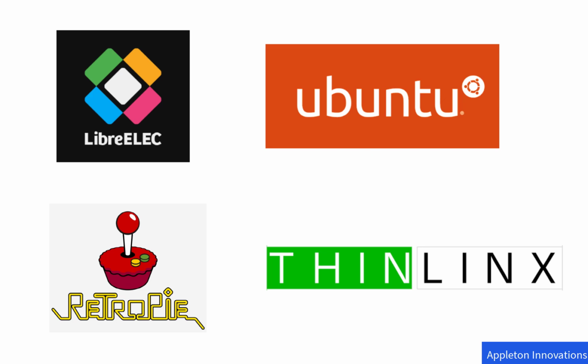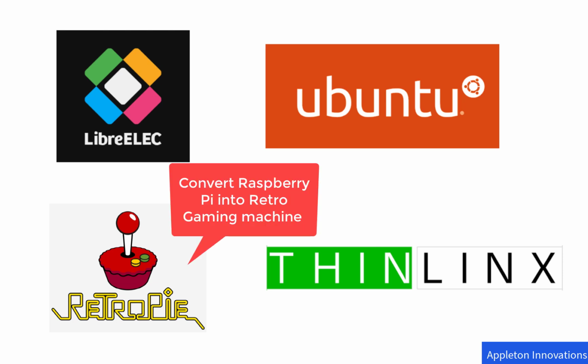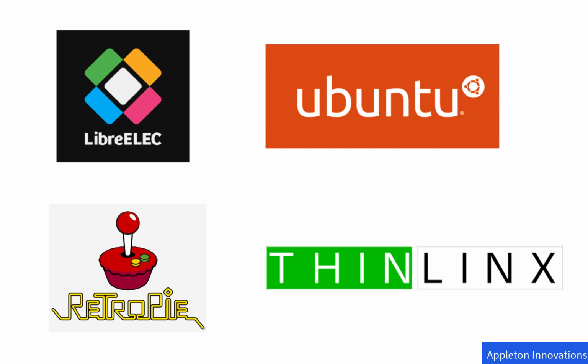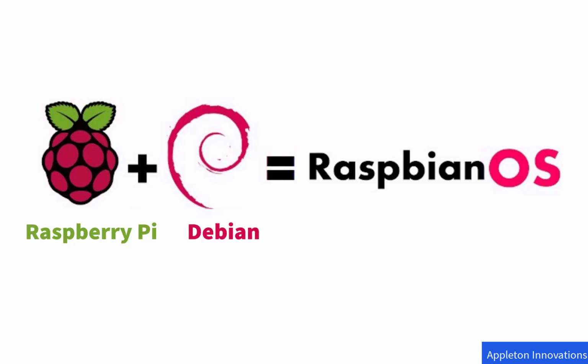And you will see another operating system from RetroPie. This operating system will turn your Raspberry Pi into a retro gaming machine. And another operating system here, TLXOS. So this is Thin Linux OS, a small downloadable custom Linux based operating system with minimal hardware requirements. And there are other operating systems as well. So here we are going to learn Raspberry Pi operating system.